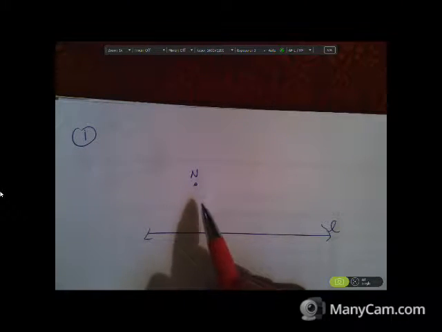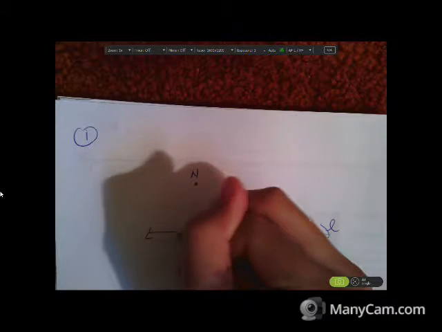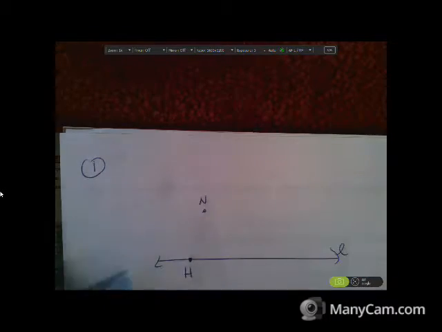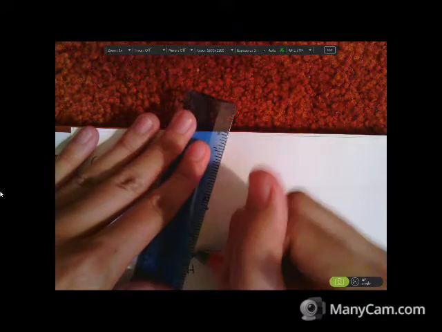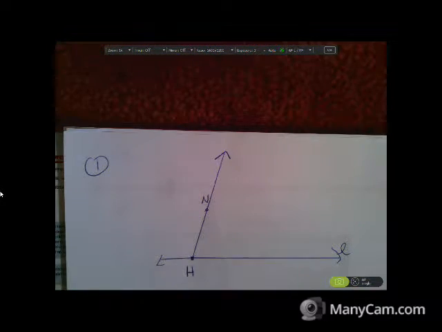After you have N, anywhere on this line, you're going to draw another point. I'm going to draw it over here. I'm going to label it H. Anywhere. After that, you're going to connect these two points. I'm going to draw a ray. Alright, after that, this is where copying the angle comes in.